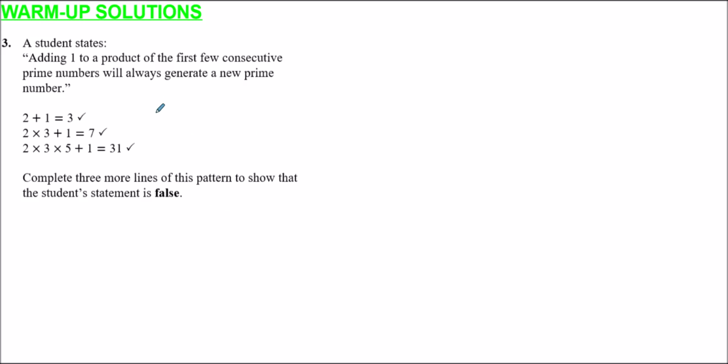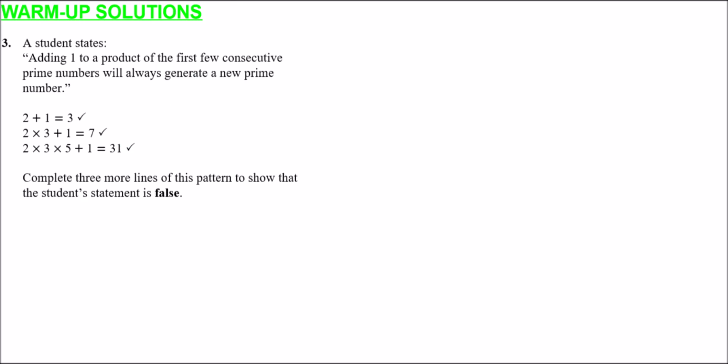Question 3. Now this will help us to understand the proof that the primes are infinite. So this warm-up question 3 will be, in a sense, revisiting later today. So a student states, adding 1 to a product of the first few consecutive prime numbers will always generate a new prime number. So this student's done a list of the first 3 rows. Seems to check out nicely. Each one seems to be prime: 3, 7, 31. Complete 3 more lines of this pattern to show that the student's statement's actually false.